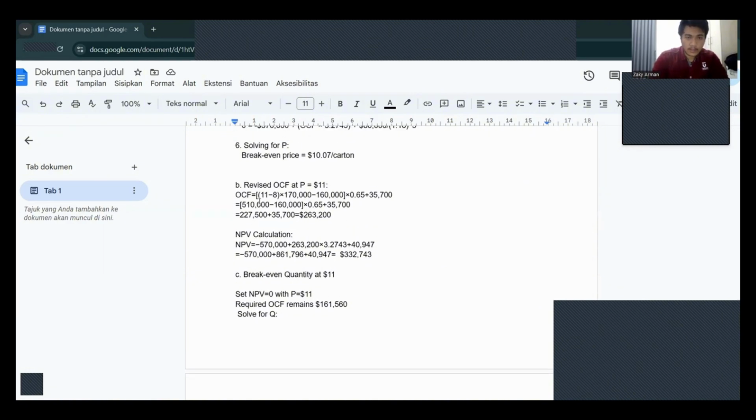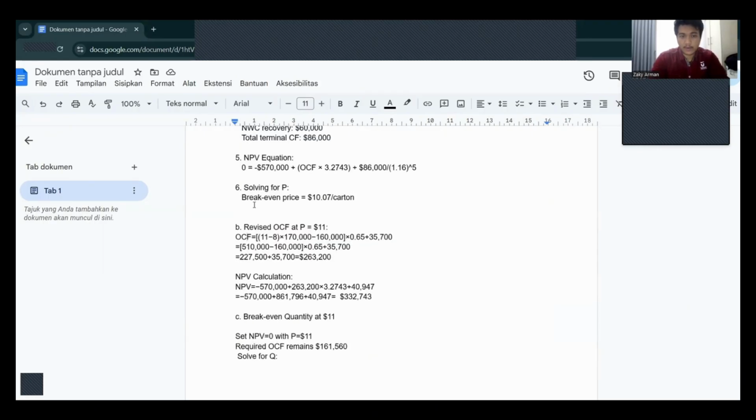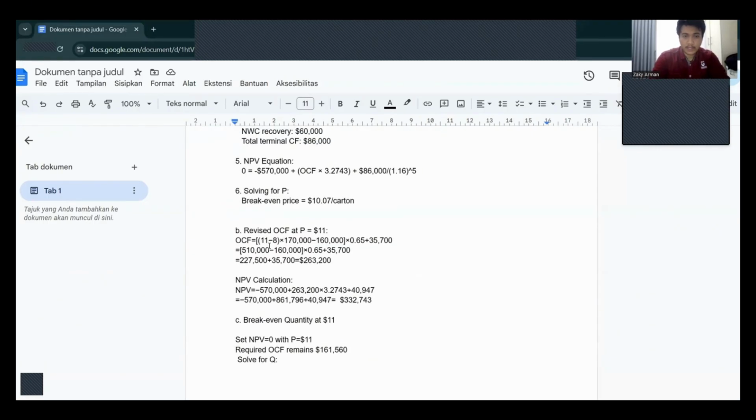So we are using the $11. So the operating cash flow equals (11 minus 8) times 170,000, negative 160,000, times 0.65, plus 35,700, which equals 263,200.